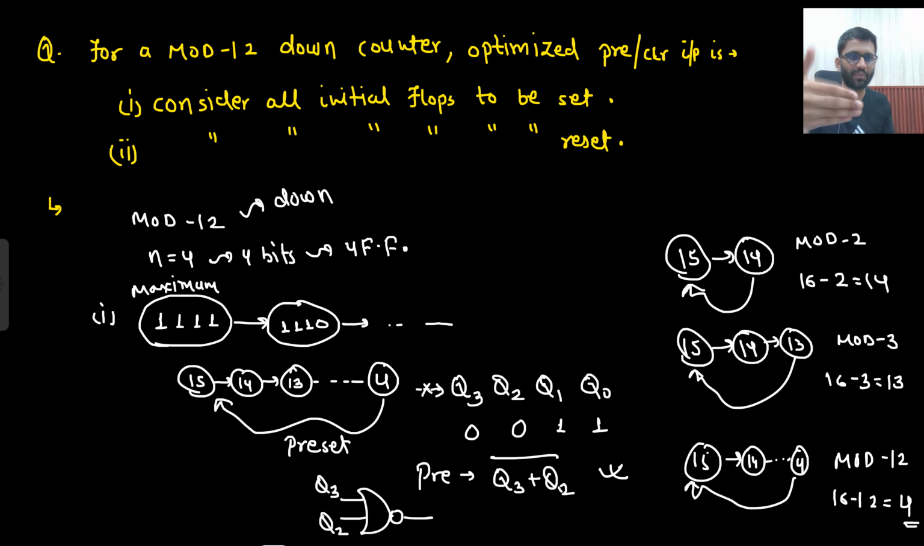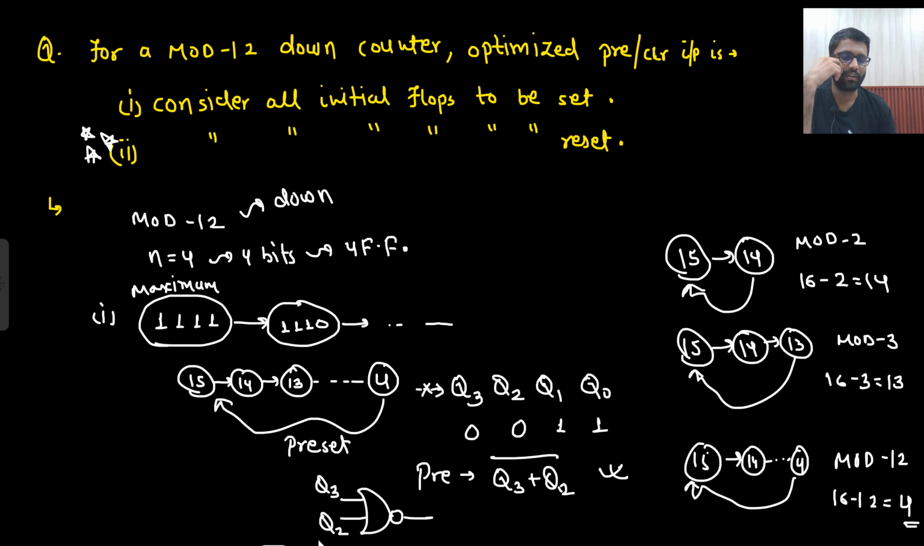So this is the simplest question that has been asked in the GATE examination. These kinds of questions have come in GATE, but this one has not been asked yet. In written tests of some companies, I have seen these kinds of questions. Consider all flops to be reset, and what will be your optimized preset or clear input? They will say that you will use preset input or clear input, but here we can think on our own whether we are going to use preset or clear. And then they will ask what will be your optimized design: a 2 input NOR gate with these inputs, a 2 input AND gate with these inputs.